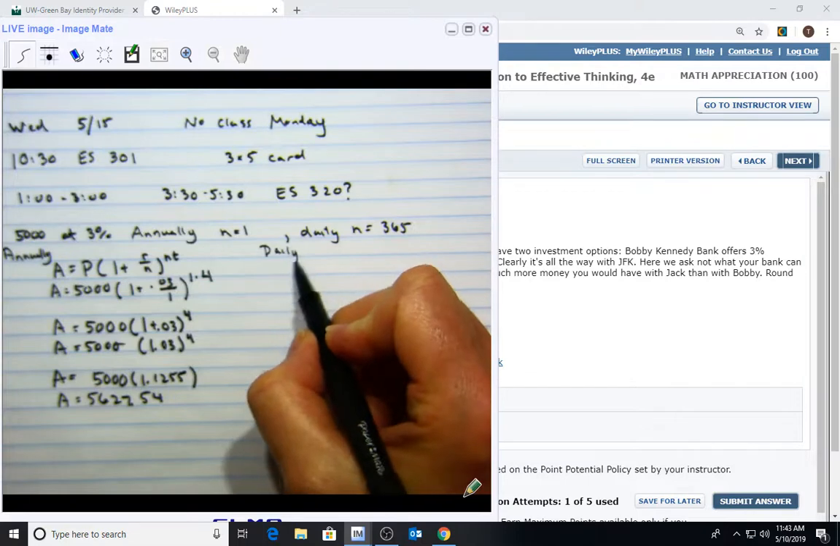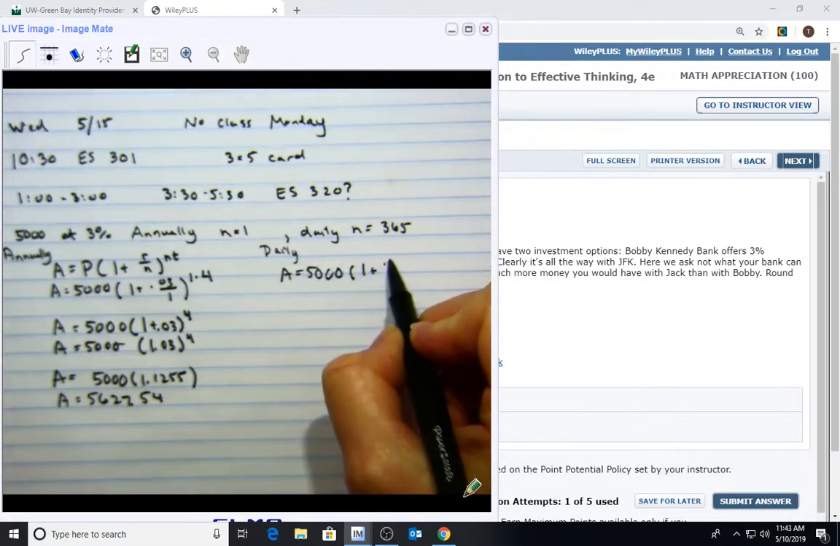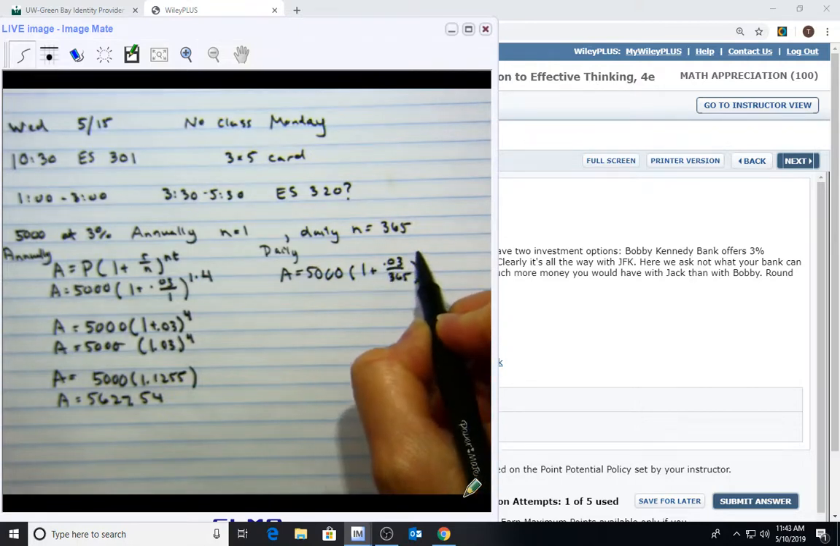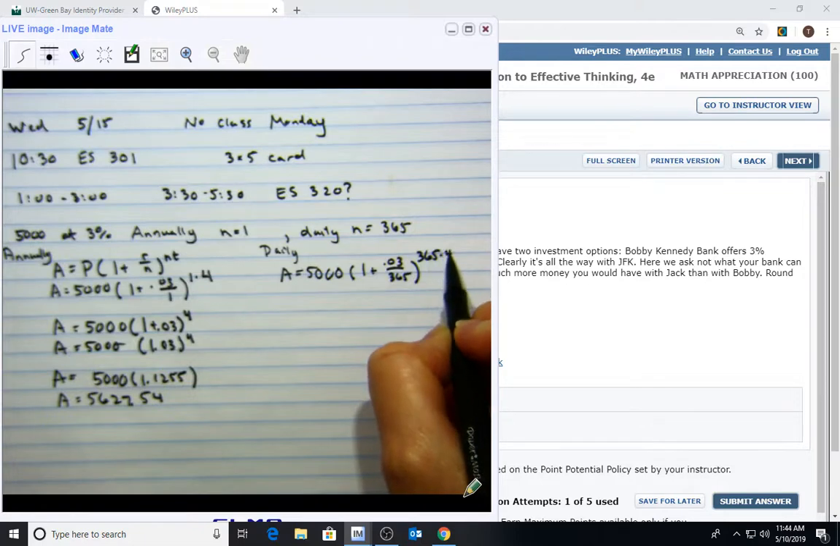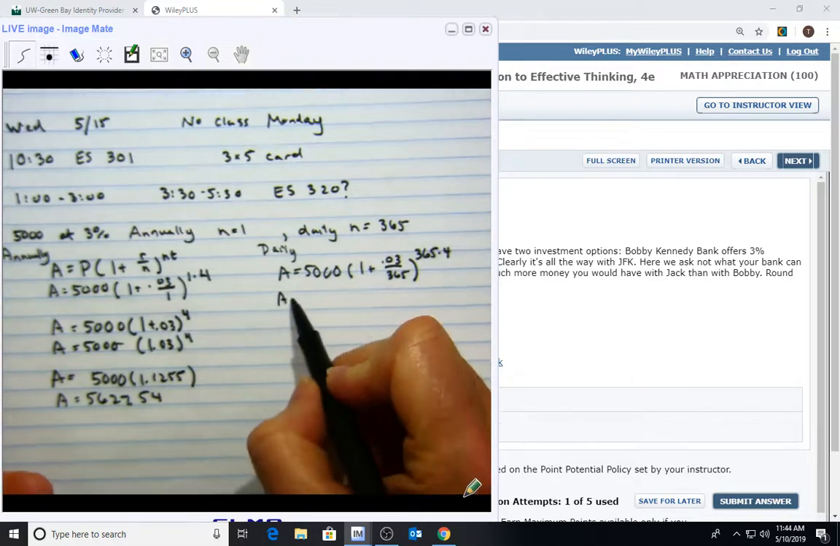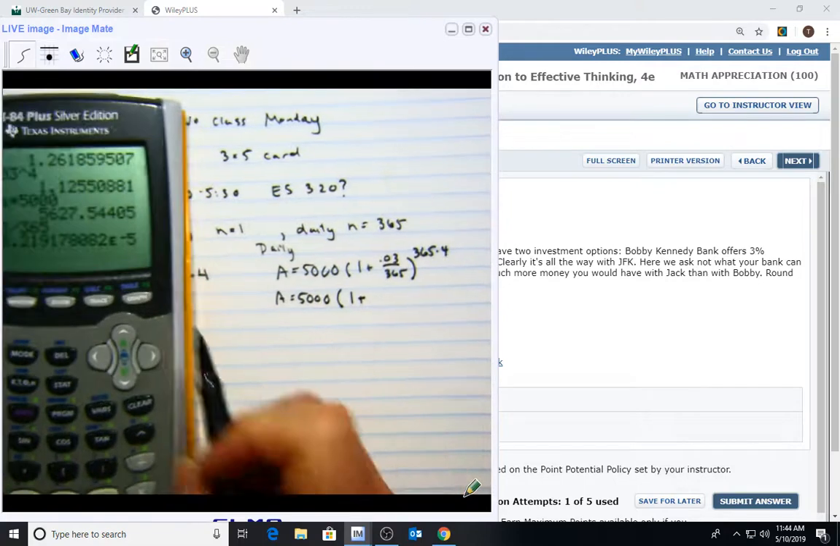So daily we have the same principal, but now n will be 365. You shouldn't round off in that decimal place at all when we're trying to compare. So I'm going to put 0.03 divided by 365. It's going to get a very tiny number. So there's an e -5.